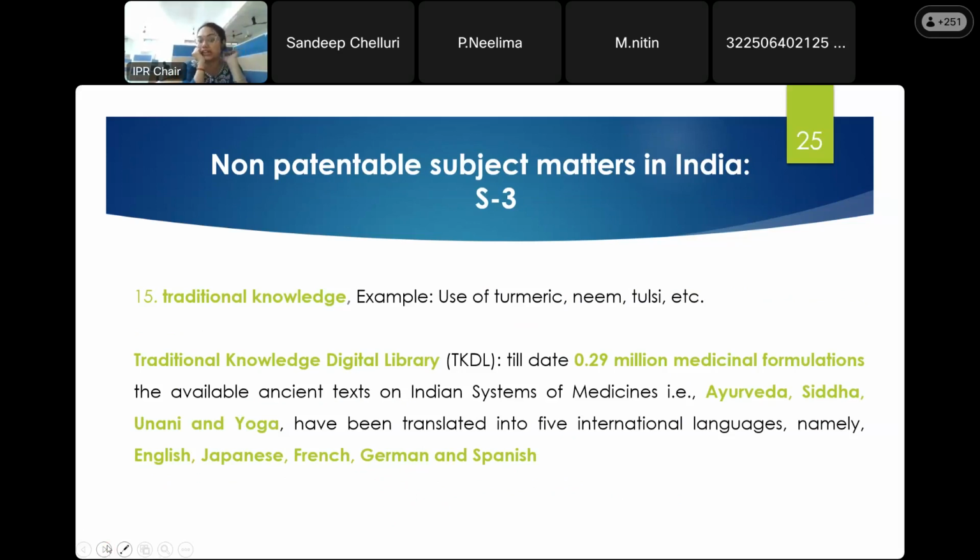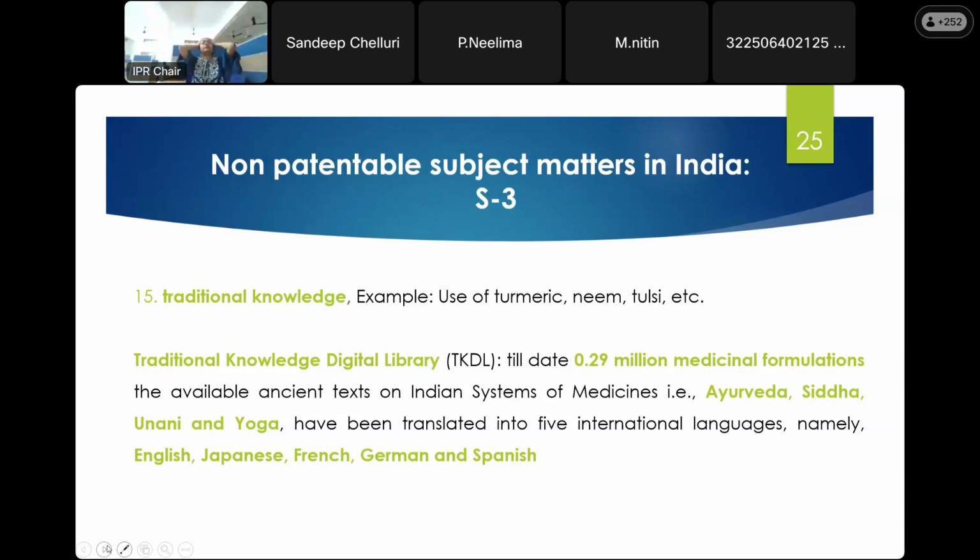This is called traditional knowledge. So what happened, some 20 or 30 years ago, somebody in the US filed a patent for the use of turmeric. That turmeric has some antiseptic, wound healing property, and they filed a patent application, and the US patent office granted it.